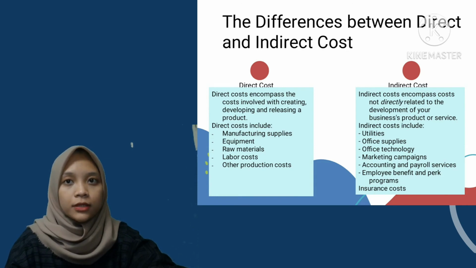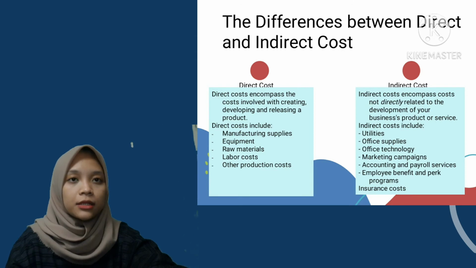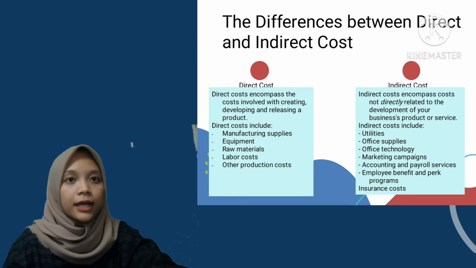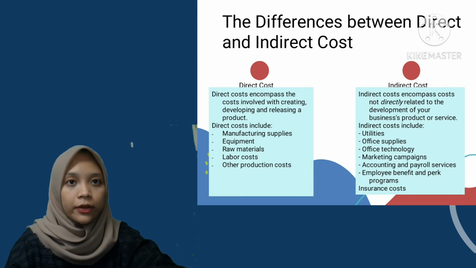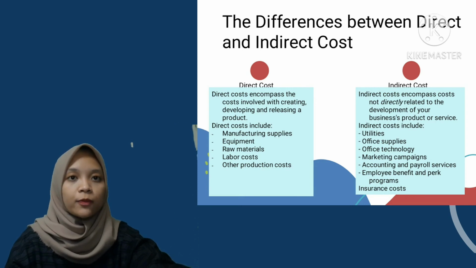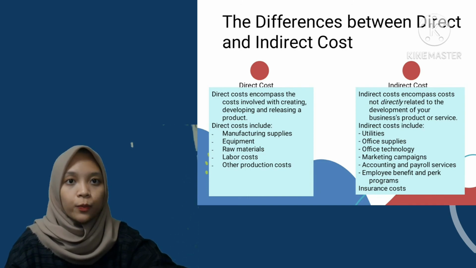Number one is direct cost. Direct costs encompass the cost involved with creating, developing, and releasing a product. Direct costs include manufacturing supplies, equipment, raw materials, labor costs, and other production costs. Meanwhile, indirect costs encompass costs not directly related to the development of your business product or service. Indirect costs include utilities, office supplies, office technology, marketing campaigns, accounting, and payroll service.